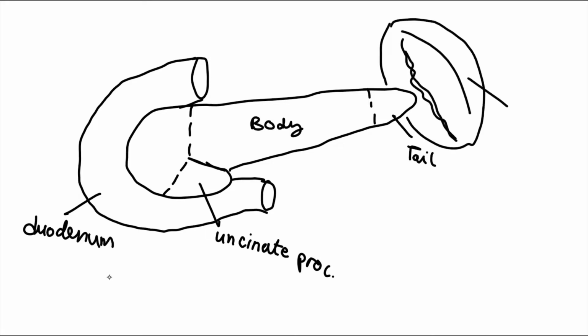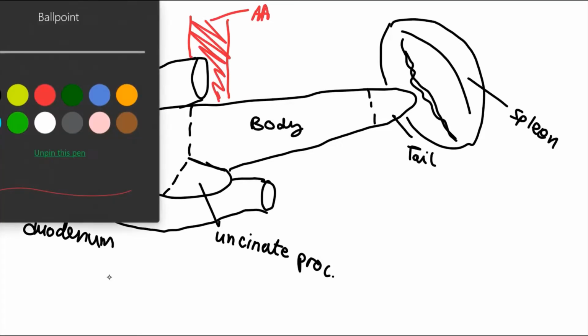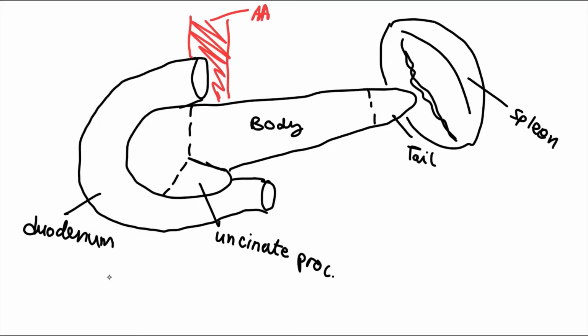And so let's have a look at the structures behind the pancreas. So we have the abdominal aorta behind the pancreas that gives off a branch called the superior mesenteric artery. This artery actually is anterior to the uncinate process, but posterior to the body. We have the inferior vena cava that I just drew, and the superior mesenteric vein is also anterior to the uncinate process, which drains into the inferior vena cava.